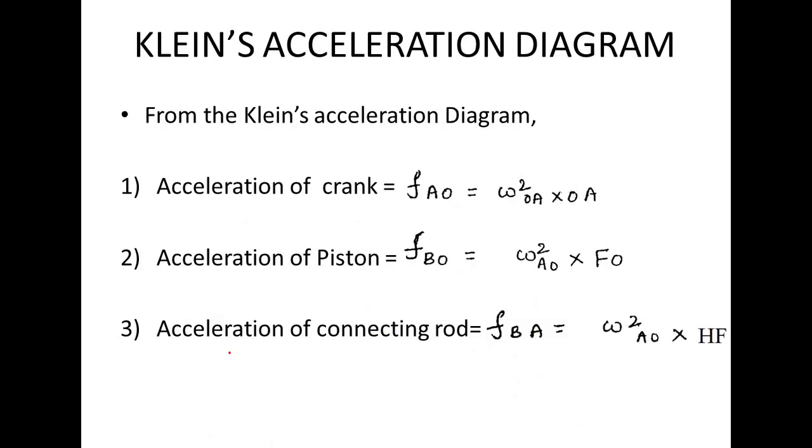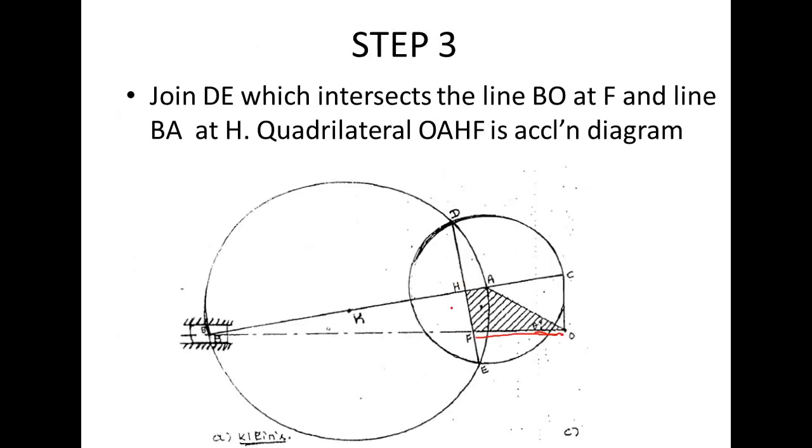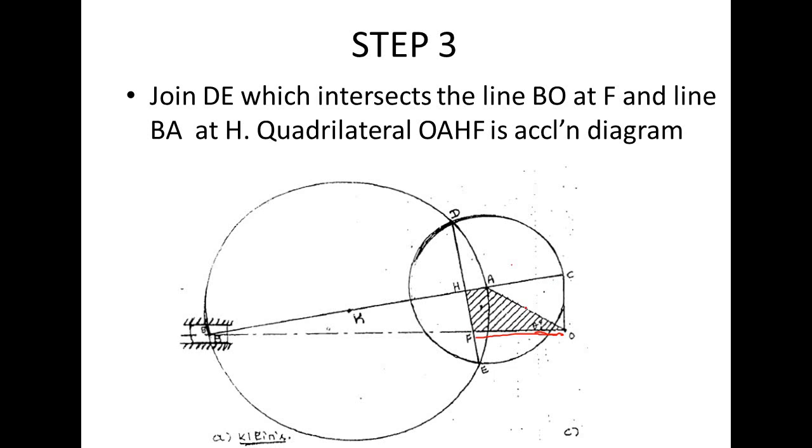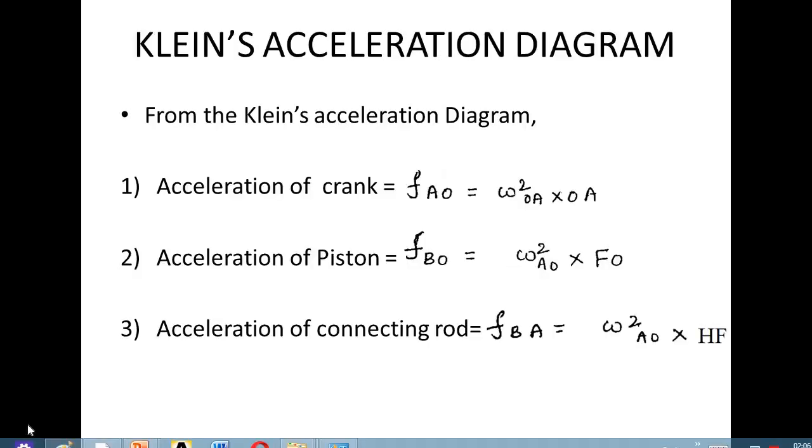Next, acceleration of the connecting rod, AB. This is the connecting rod, so we call it f_BA. f_BA is equal to the same angular velocity of the crank squared multiplied by the distance HF. HF is this distance; you have to measure it and then multiply. Then we obtain the acceleration of the connecting rod f_BA.